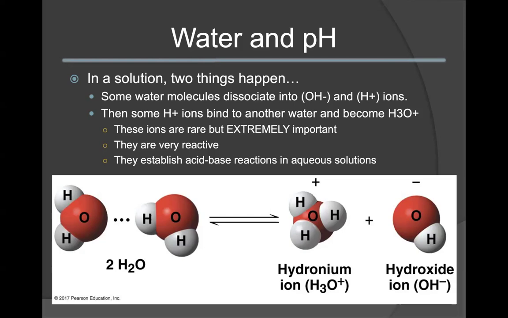They're considered to be very reactive with other substances, and these two reactions help to establish the acid-base reactions in aqueous solutions. When you see the pH scale, you may see the pH being referred to as the hydrogen ion concentration, or H plus. You may also see it being referred to as H3O plus. Both of these are interchangeable, but for the sake of our textbook and testing purposes, we simply refer to it as pH, referring to the hydrogen ion concentration.